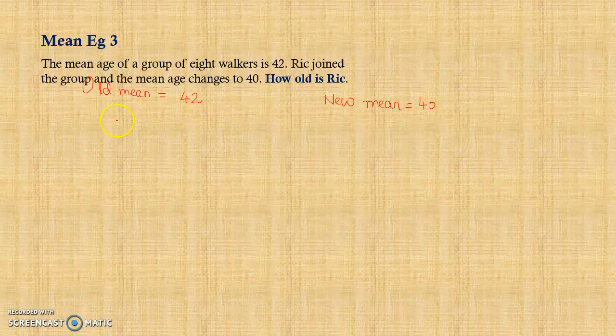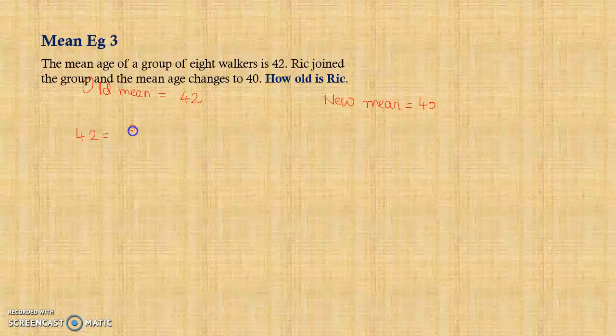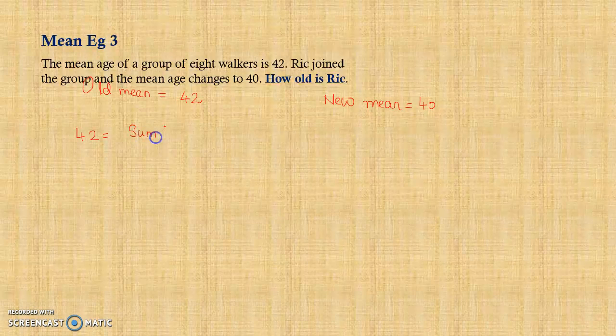So again, going by the definition of mean, 42 will equal the sum of all the 8 walkers divided by 8, and on this side 40 would equal the sum of all the 9 walkers, because now when Rick joins the group, the number of walkers is 9, divided by 9.